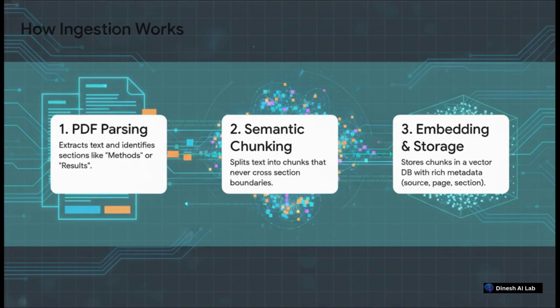It figures out the logical sections. Then comes what's called semantic chunking. And the key insight here is that a single chunk of text will never contain a mix of text from, say, the methods and the results sections. This is critical for preventing confusion. And finally, all these clean, section-aware chunks get stored in a vector database, just waiting to be searched.